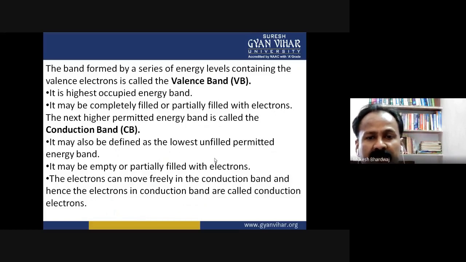It may be completely filled or partly filled with electrons. The next higher permitted energy band is called the conduction band. It may also be defined as the lowest unfilled permitted energy band. It may be empty or partially filled with electrons. The electrons can move freely in the conduction band, and hence the electrons in the conduction band are called conduction electrons. So whatever electrons take part in conduction or any activity are known as conduction electrons, and the band where they are present is known as the conduction band.